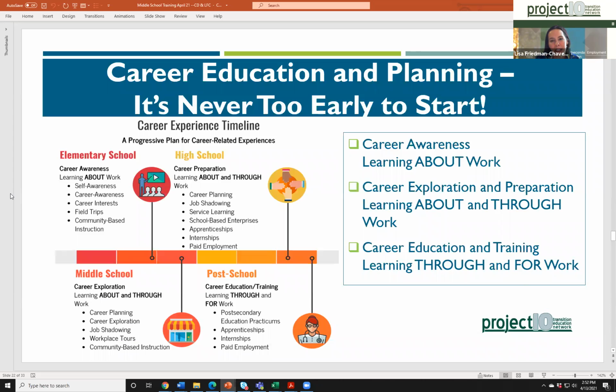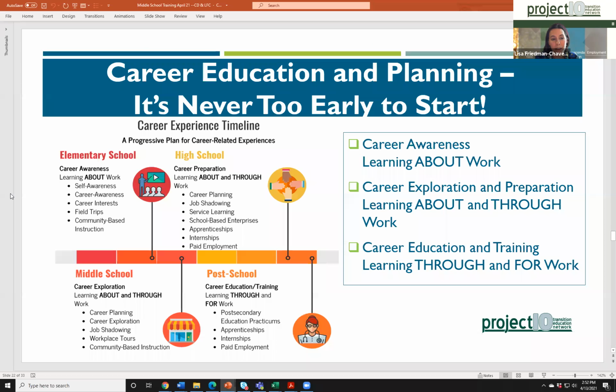But with career education and planning, it really is never too early to start. The image that you see on the left side of your screen, this is also in the transition trail map, and it gives you a timeline as far as what you would be working on in elementary school. And that's more of that self-awareness, understanding who they are, and also that career awareness.